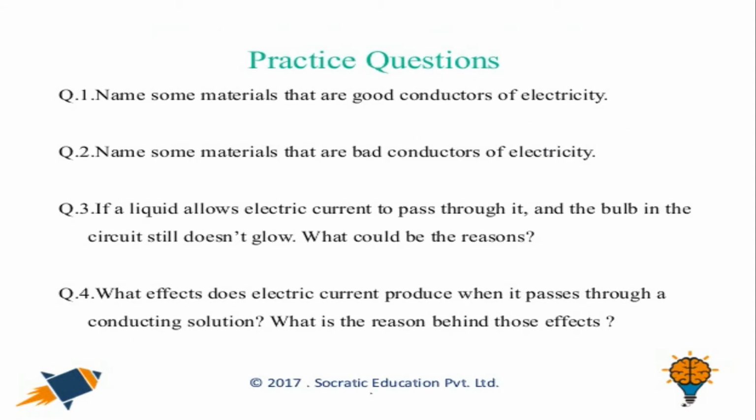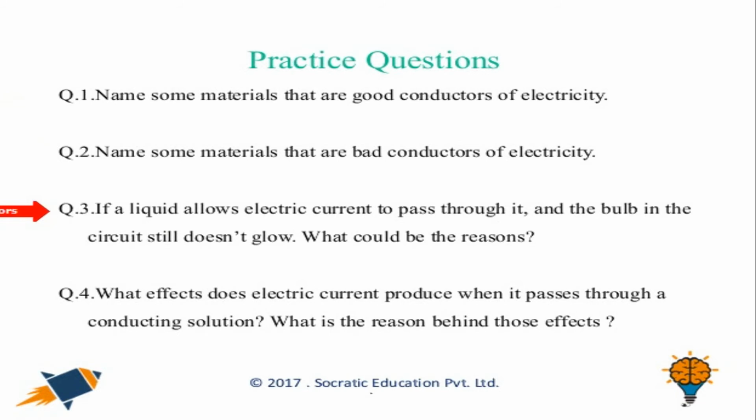Let's move forward. We are on to the practice questions here. You can pause the video, try the questions, and then we can discuss the answers. Question 1. Name some materials that are good conductors of electricity. As we know, copper, iron, aluminium. Question 2. Name some materials that are bad conductors of electricity. Wood, rubber.